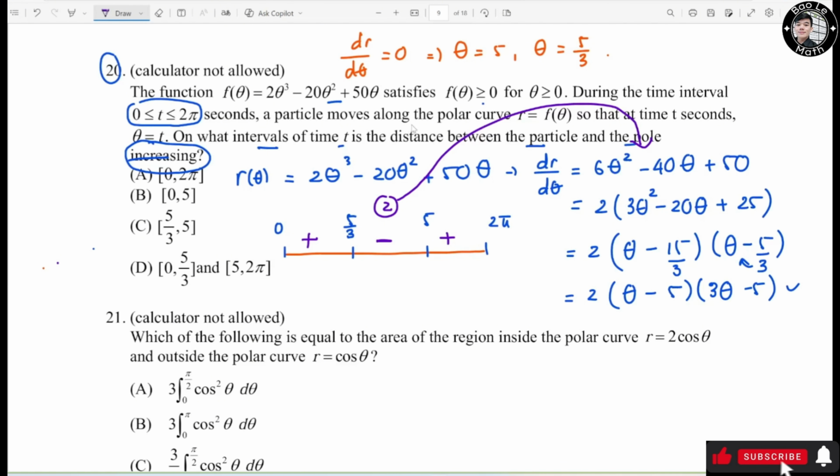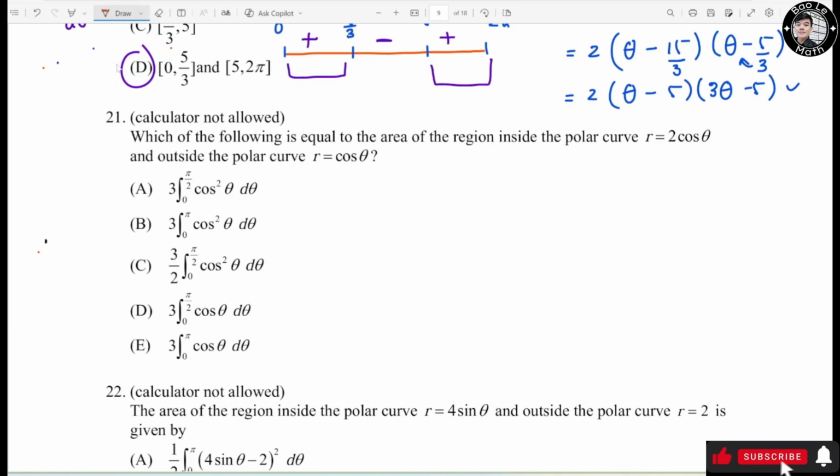Now the distance between the particle and the pole is increasing. It tells us that dr over d theta is greater than 0, right? So it's going to be this interval right here and this interval right here, right? So the answer must be D. Now let's move on to question 21.